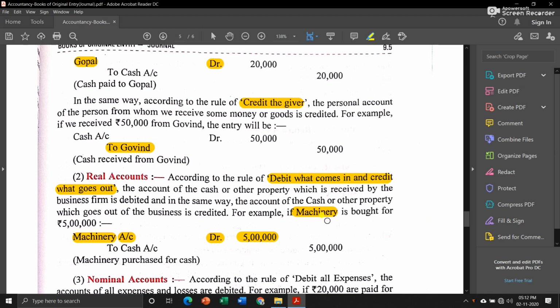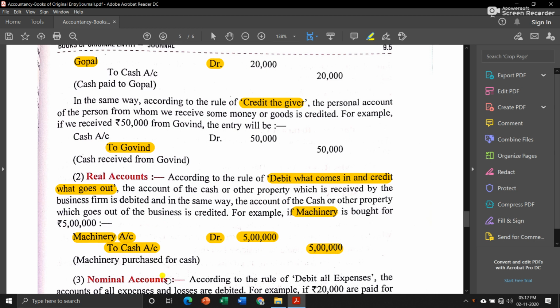But while purchasing that machine, we are paying cash, meaning cash is going out from the business, and we know that cash account is also a real account. So according to the rule of real accounts, credit what goes out. That means machinery account we have debited and cash is going out from the business, so we will write to cash account. That means cash is going out from the business, rupees 5 lakh.